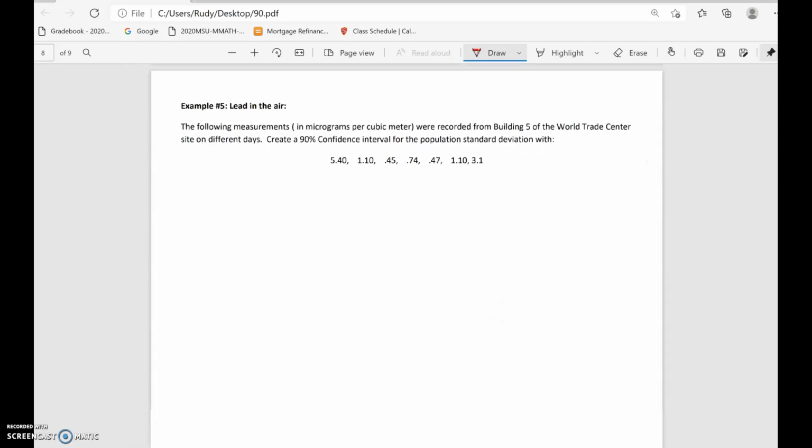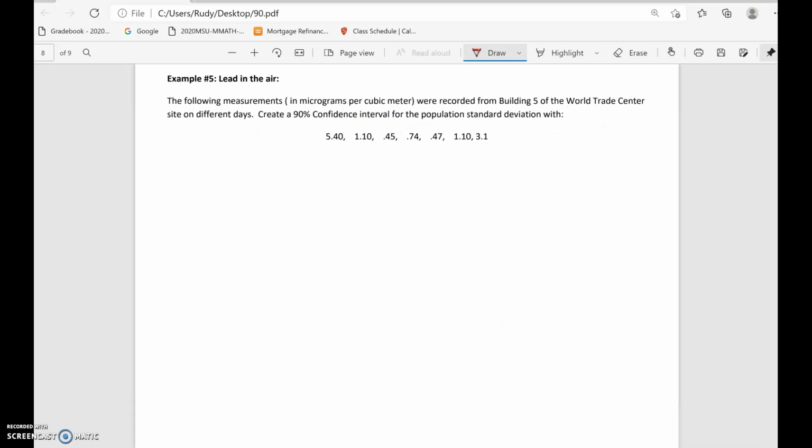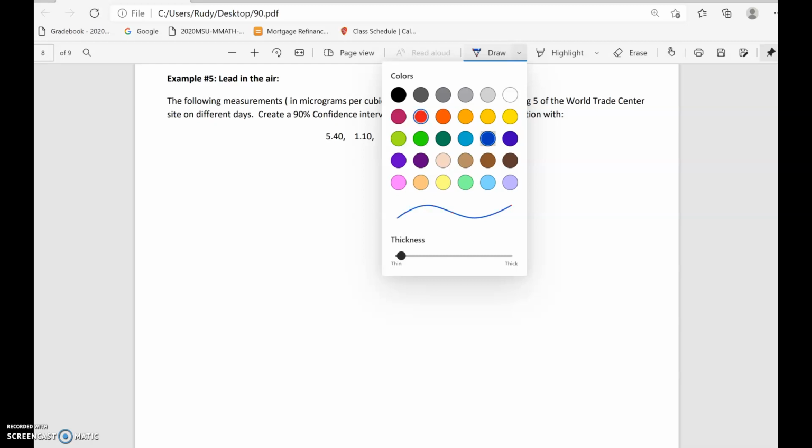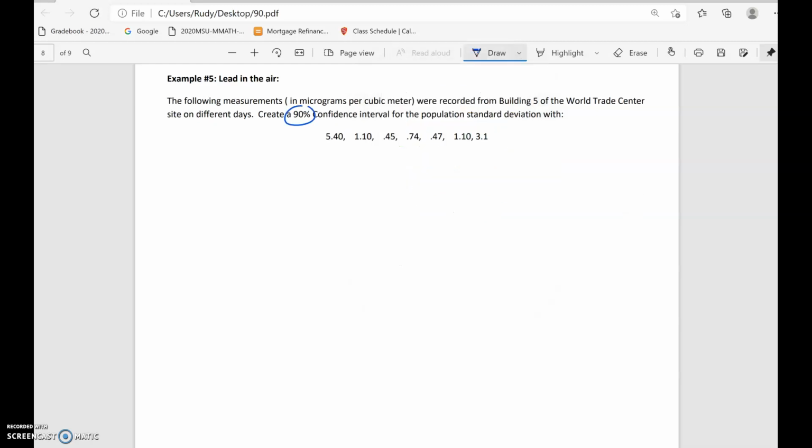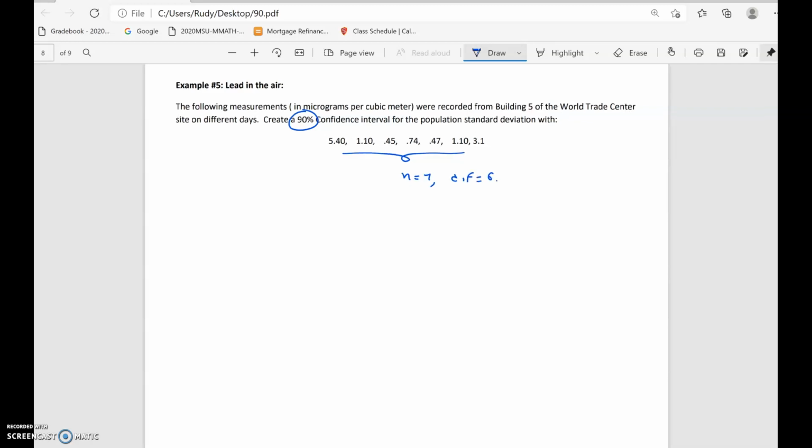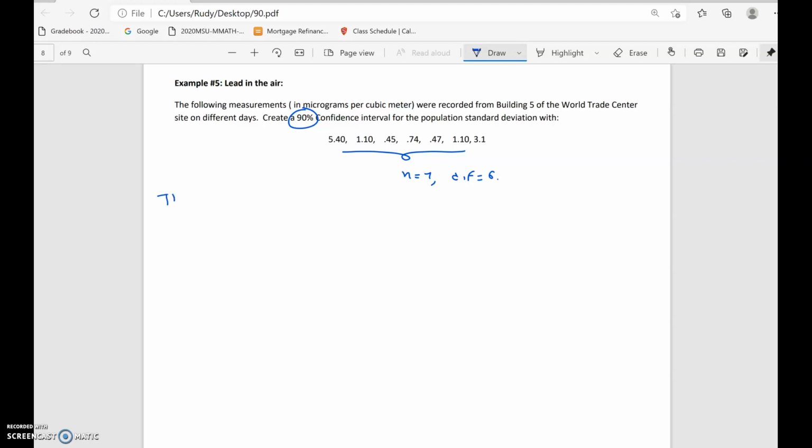Hi class, let's take a look at example 5, and in this example they want us to create a 90% confidence interval for the standard deviation. We're going to have to run those numbers into a one variable statistics, but I'm counting 7 values, so n is equal to 7, therefore the degrees of freedom is going to be 6. So let's start with the critical values.